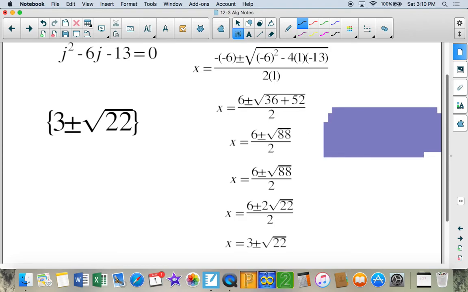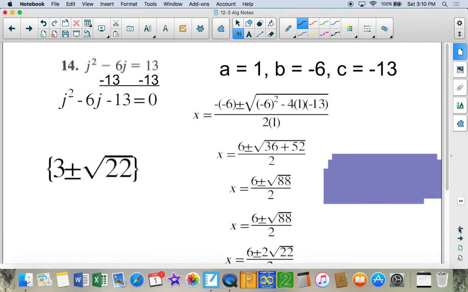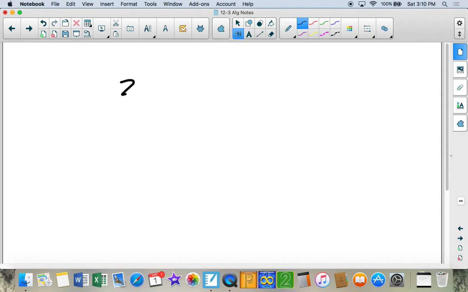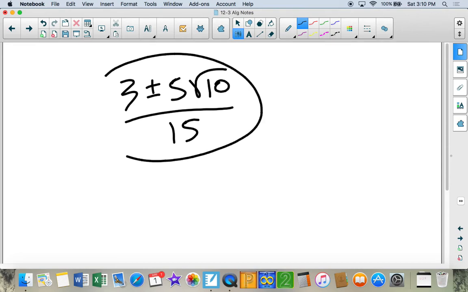That can be a little complicated, so we have to be careful of that mistake. Let's show a couple examples. If we have 3 plus or minus 5 rad 10 over 15, that would be a nice tricky one. People would think that you could simplify that. You cannot. That is your final answer.